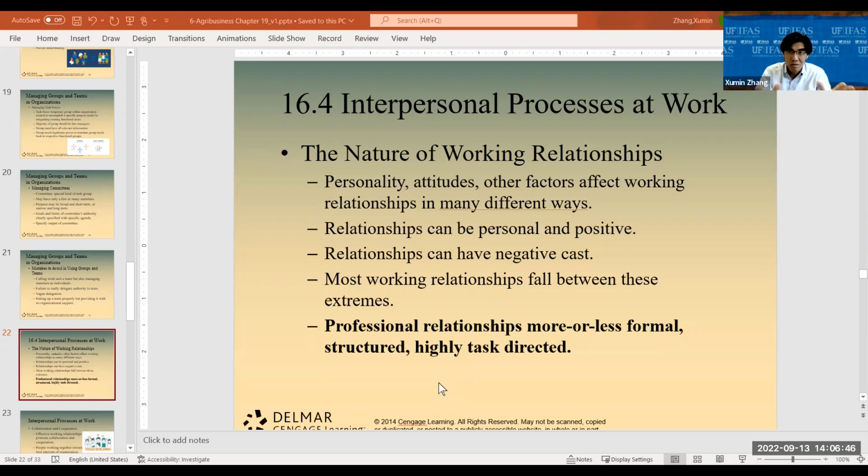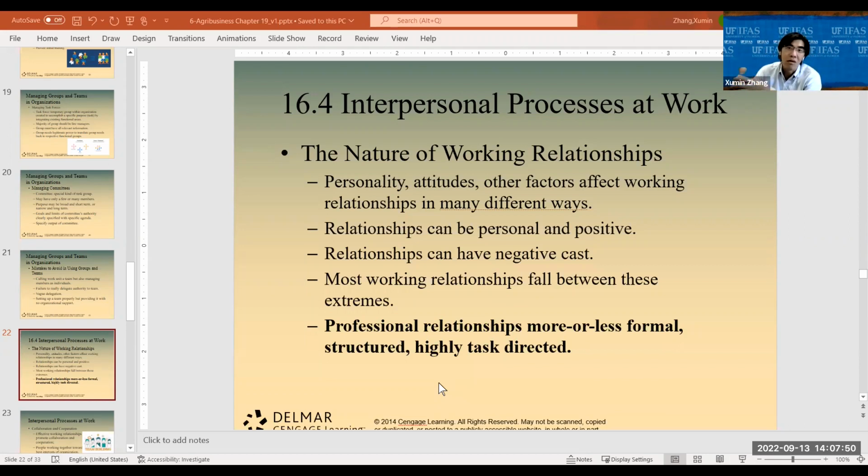All individuals within this team are different, right? Because they have different personalities, different attitudes, and other factors that will affect their relationships. The first challenge is how we can maintain the team with a good, positive relationship. So first, we know a relationship can be positive and good, but it can also be negative. We want to focus more on the positive relationship, but we try to avoid the negative part.